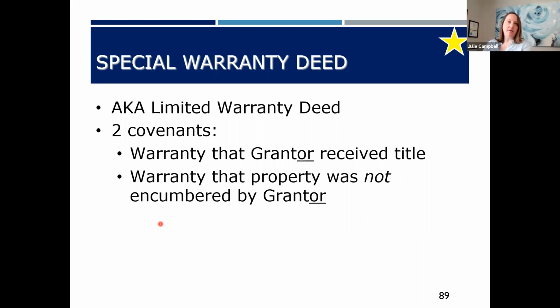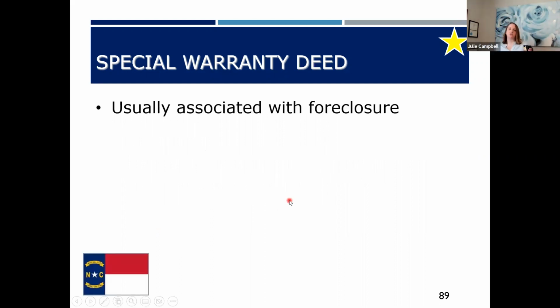In North Carolina, most of the time, we can associate the special warranty deed with foreclosures. Again, what deed we actually use may be up to the judge. But in North Carolina, typically where we see a special warranty deed is foreclosures. We will talk about foreclosures when we get to units 14 and 15, which is our financing units.